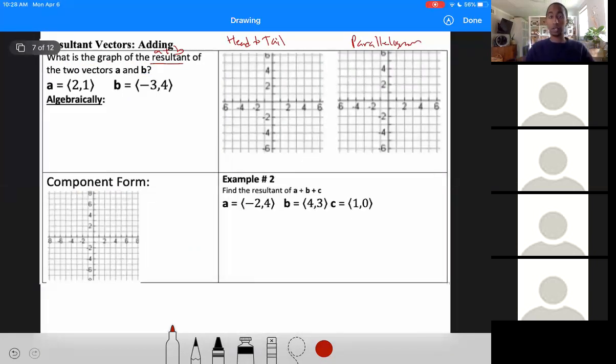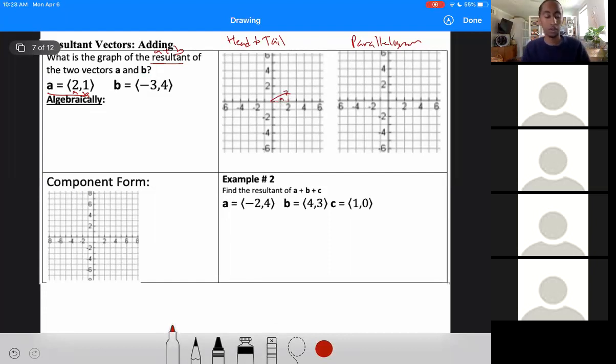So if we're using the head to tail method, we're going to start by graphing a, which is (2, 1). So the horizontal component is 2 and the vertical component is 1. For a, I'm going to go to the right 2 because it's positive, and we're going to go up 1. And so vector a is this. That's vector a. I'm going to erase this so it doesn't get in the way.